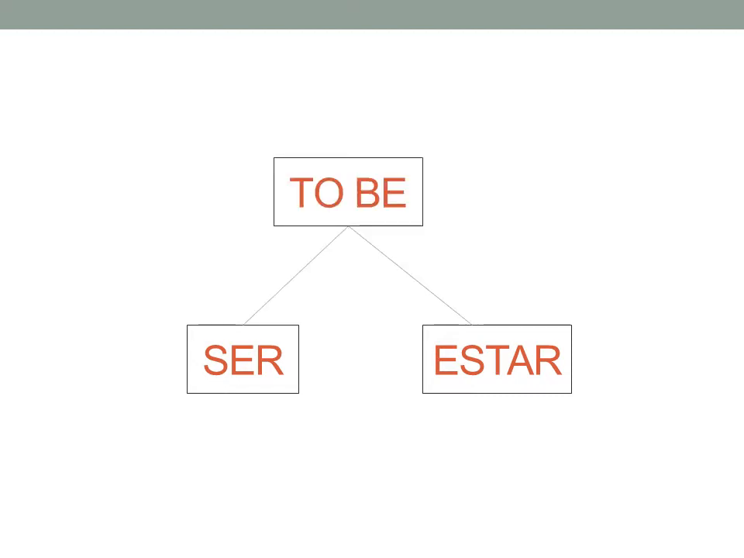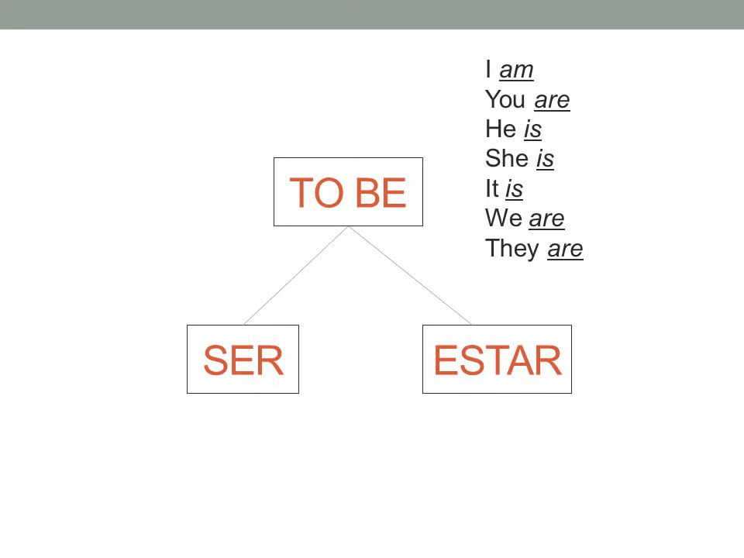Now to be is the name of the verb in the infinitive form. Well, what's the verb to be when you use it actually? When you use the verb to be in the present tense, the verb is I am, you are, he is, she is, it is, we are, and they are. So this is the verb to be when it's used in the present tense in English. And this is the verb we're going to learn, but in Spanish.